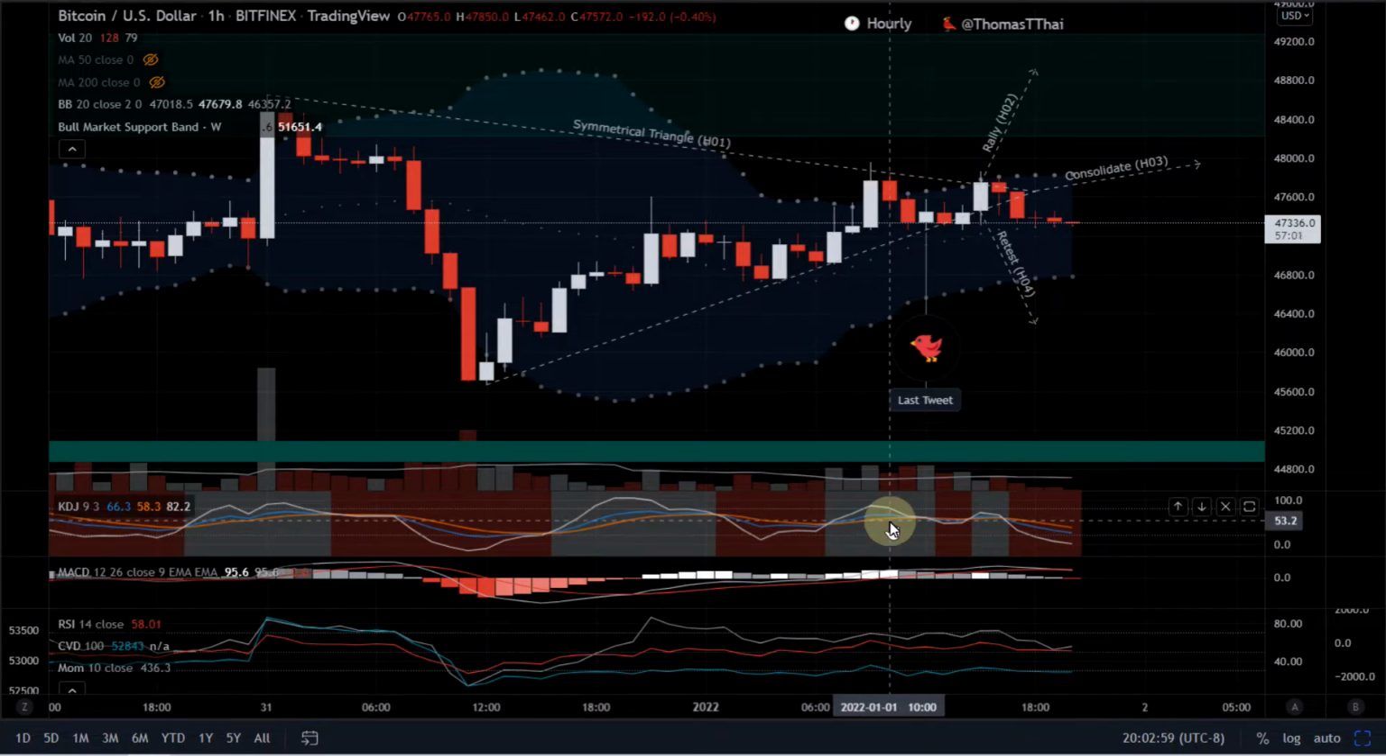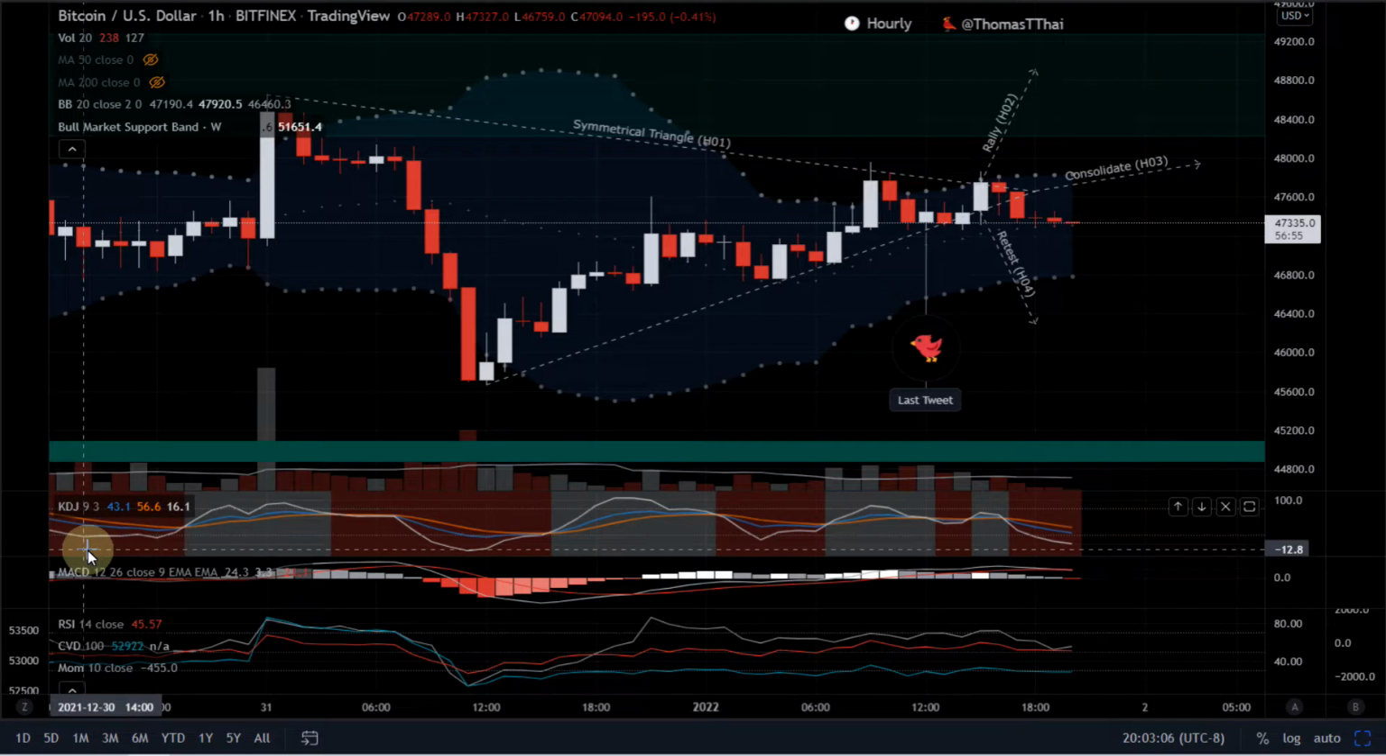One of my favorite indicators is the KDJ indicator. This indicator has three lines. You have the K line, which is the blue line. You can see that blue right there. The blue line is K. The D is the orange line, and the white line is the J line.